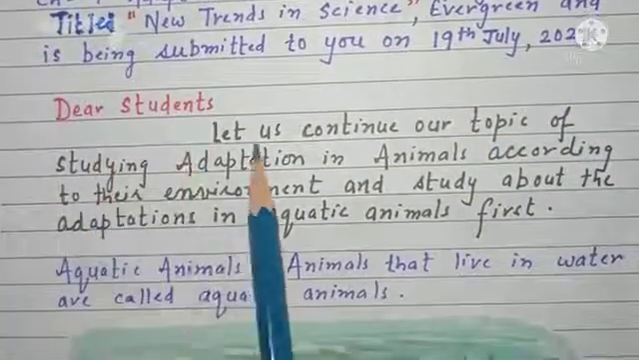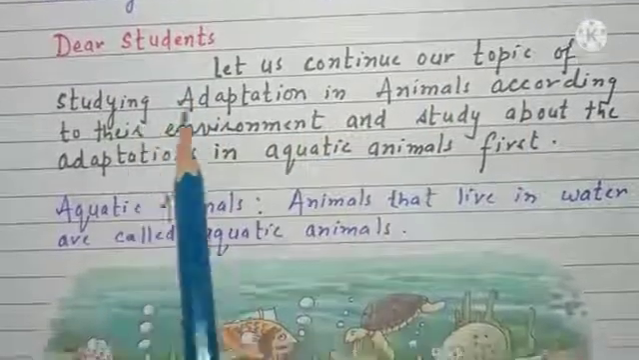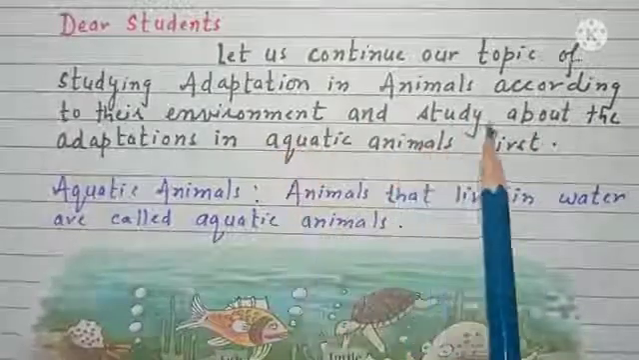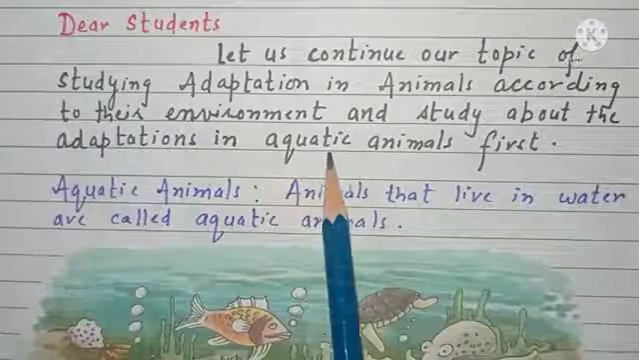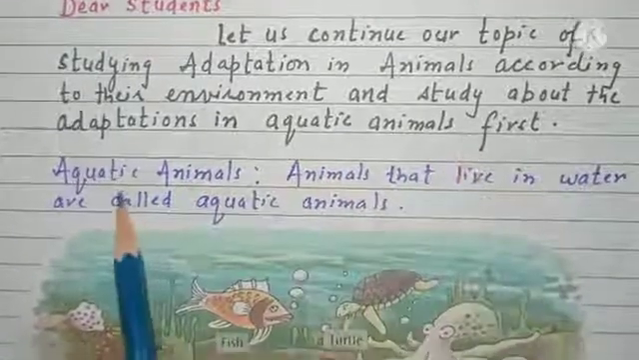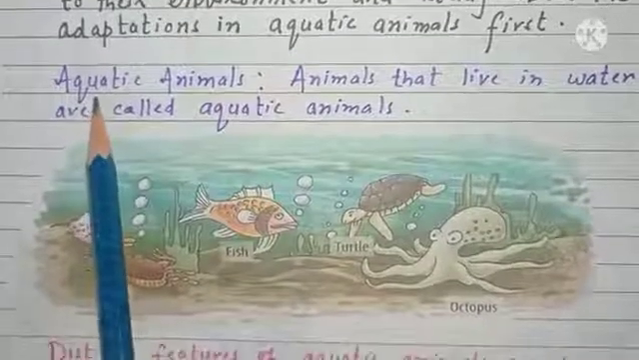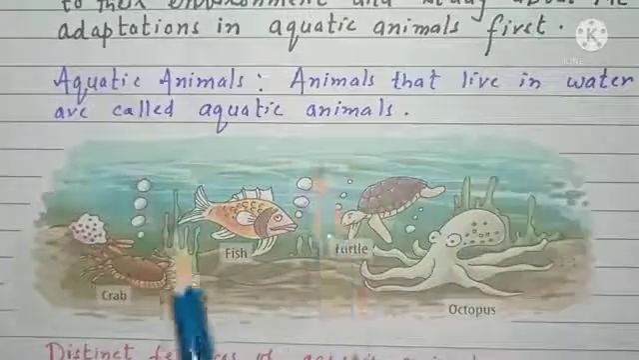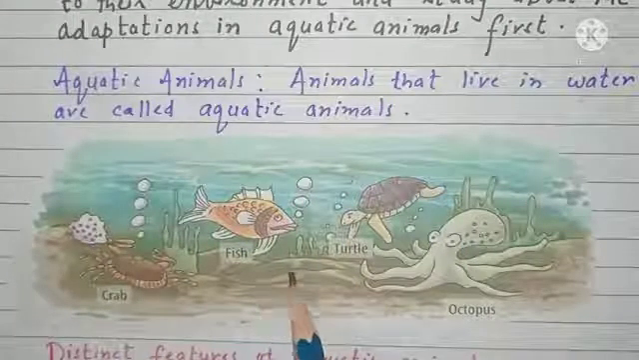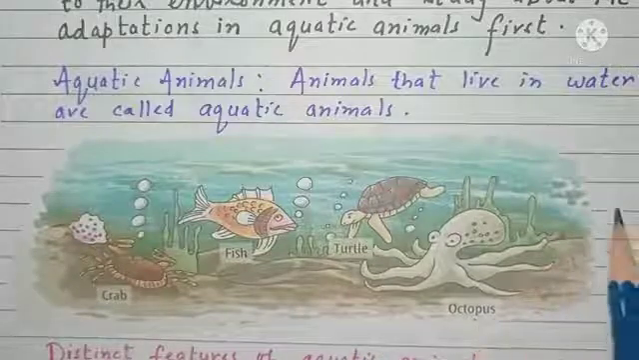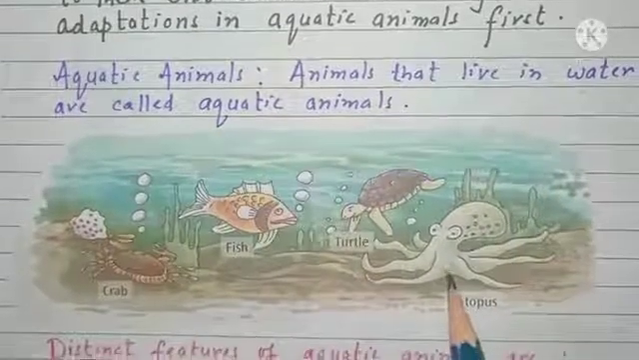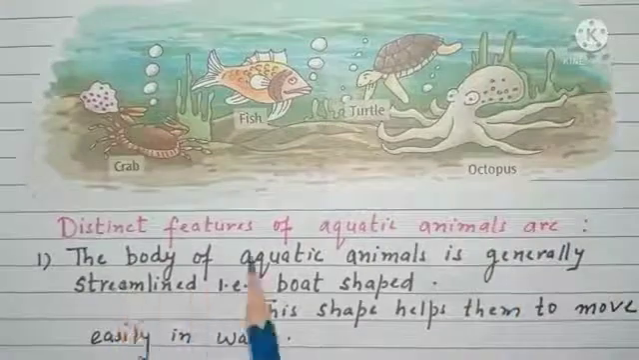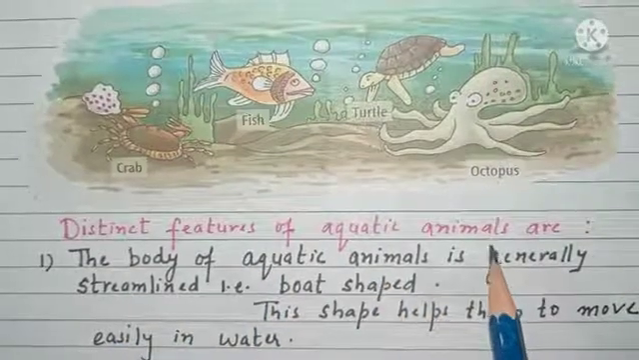Dear students, let us continue our topic of studying adaptation in animals according to their environment and study about the adaptations in aquatic animals first. Aquatic animals, the word aqua means water. So, aquatic means the animals that live in water. The animals such as crab, fish, turtle, octopus are all aquatic animals and they live comfortably in water. So, what are the distinct features of aquatic animals? The adaptations which they have.